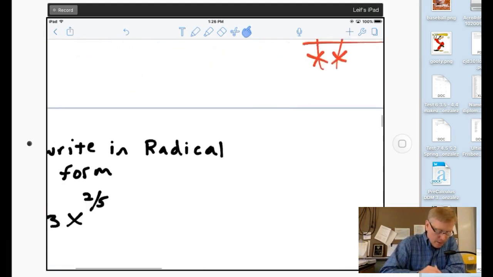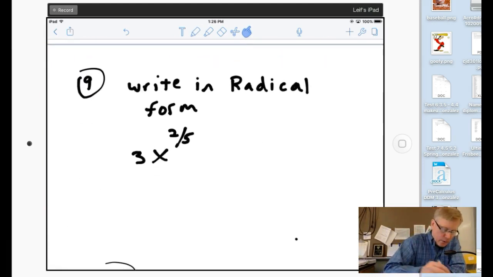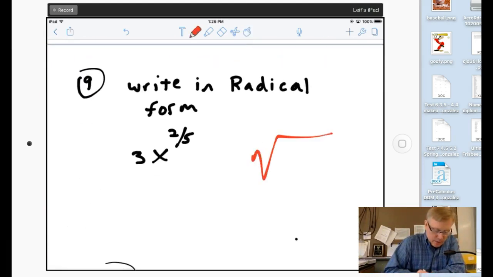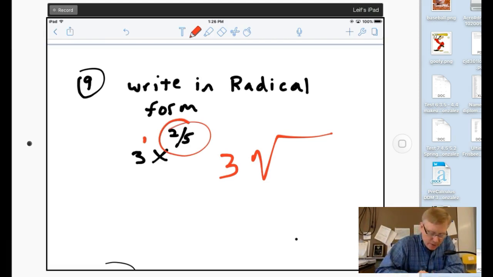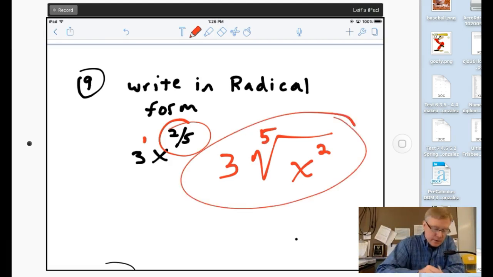Okay, anyway. Rewrite in radical form. So what's the exponent on the x if there's nothing written there? An implied 1, which means it stays outside the radical. It just stays over there. This is the part we're dealing with. So remember, the x goes underneath, and the numerator is the exponent, and the denominator is the root, or the index. Okay, so that is what the answer is.